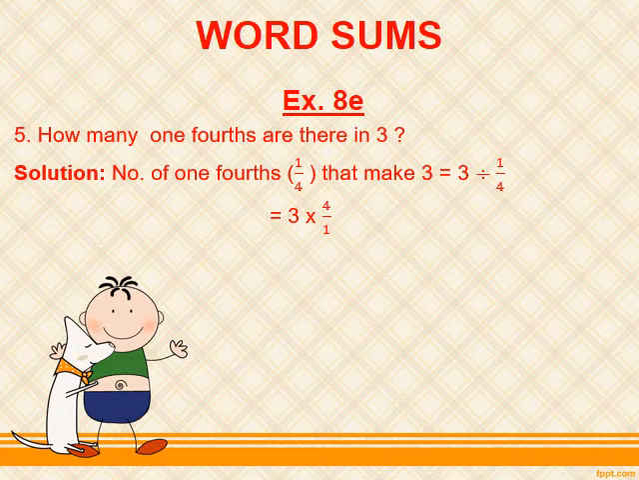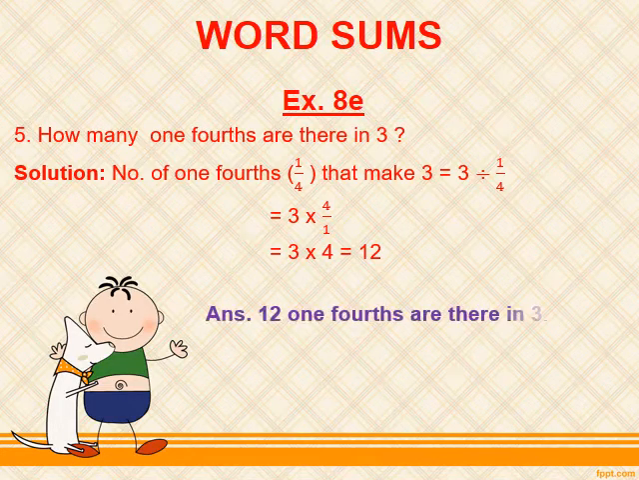And we can write it as 3 multiplied by the reciprocal of 1 by 4, which is 4 by 1. And which in turn is equal to 3 multiplied by 4, which is equal to 12. So our answer is 12 1/4 are there in 3.